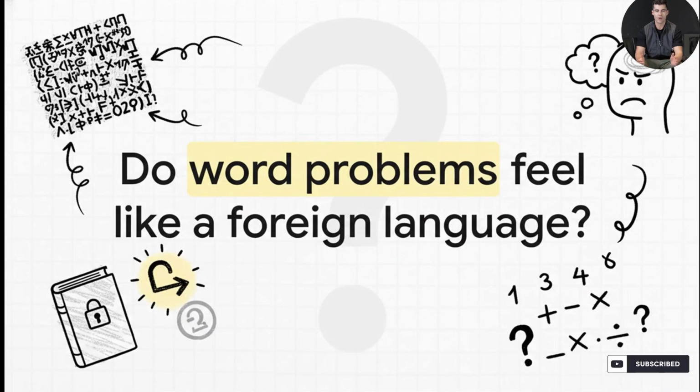You know that feeling, right? You stare at a paragraph packed with numbers and your brain just shuts down. If that's you, you're so not alone. It honestly feels less like a math problem and more like trying to read a completely foreign language. Just this jumble of words and symbols that's super overwhelming.